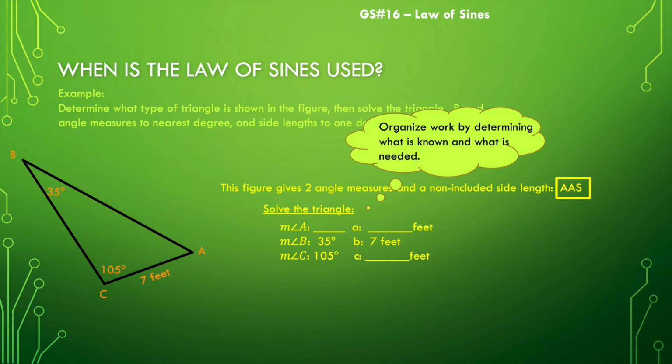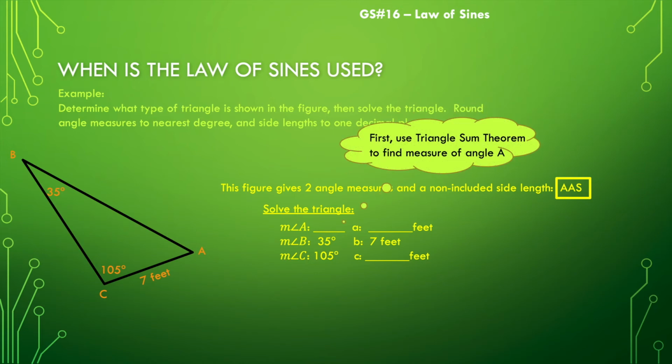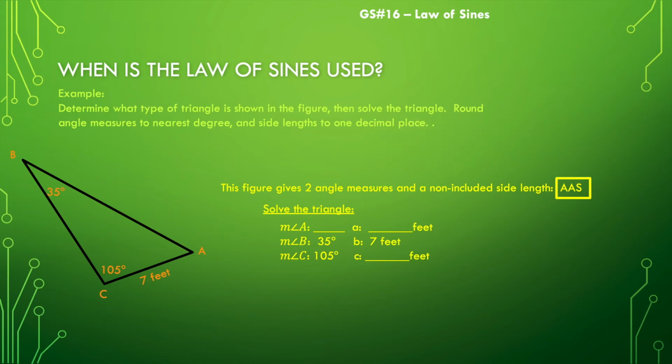And if I'm looking at what I have, I know I've got two angle measures. So first thing I'm going to do is use the triangle sum theorem to find the measure of angle A. That's an easy one, right? Because the three interior angles of any triangle should sum together to equal 180 degrees. So I can set that up. Measure of angle A plus 35 degrees plus 105 degrees is equal to 180 degrees. And so the measure of angle A will become 40 degrees. So I'll go ahead and put that in my table.